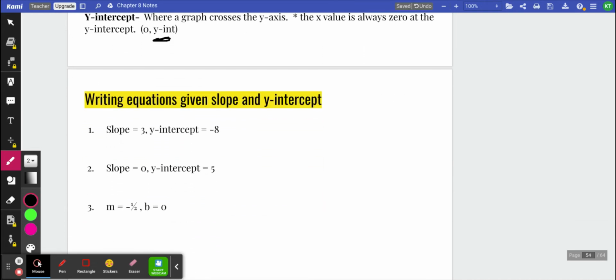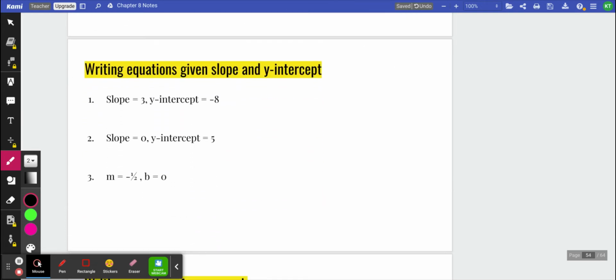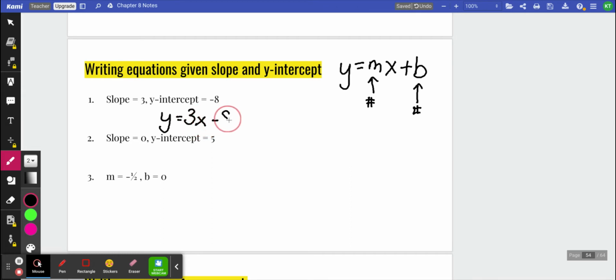So the first type of information we're given is that we are going to write an equation given the slope and the y-intercept. So when we write an equation in slope-intercept form, I need to fill in a number for the slope and a number for the y-intercept. So in the first one, it gives me the slope of 3, so I plug that in for m, and it gives me the y-intercept of -8.